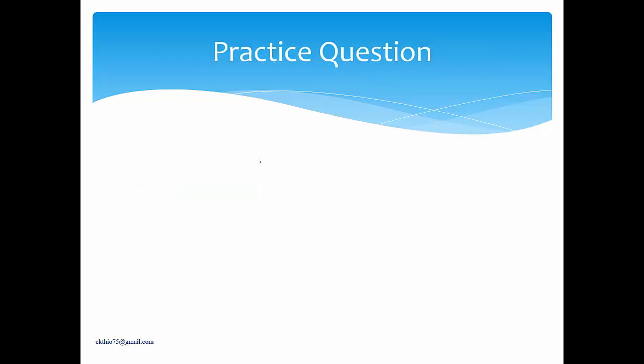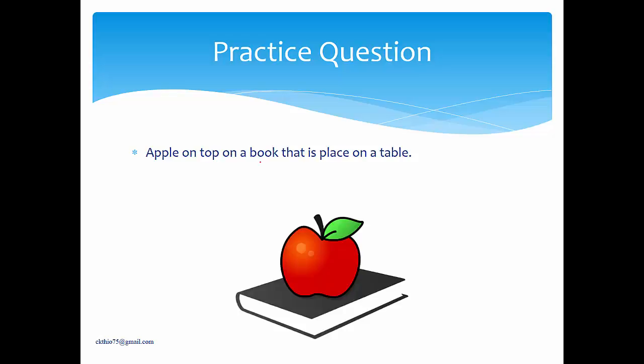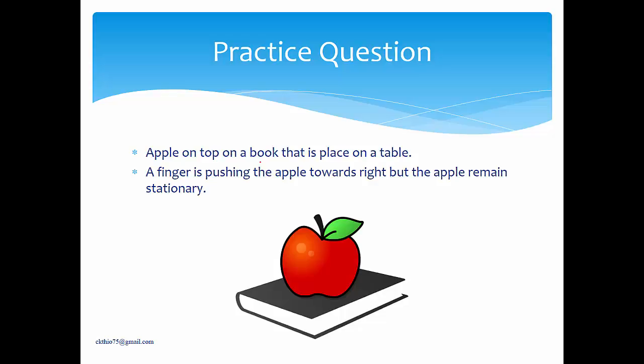Okay, so we'll use one example. An apple that's on top of a book that's placed on the table. Okay, so let's just draw an apple and a book first. Then there's a finger that's pushing the apple towards the right, but the apple remains stationary. Okay, so let's draw a free body diagram for the apple.